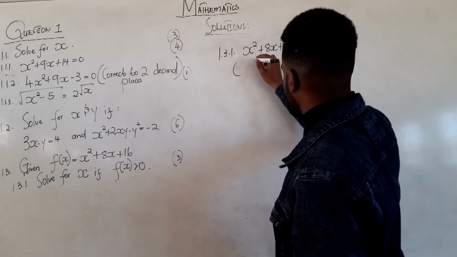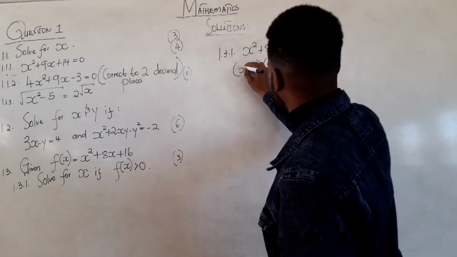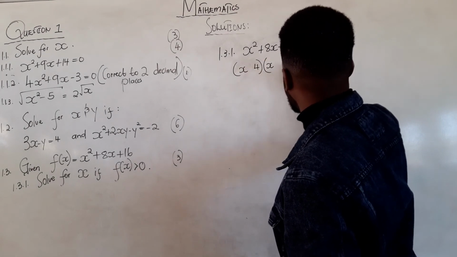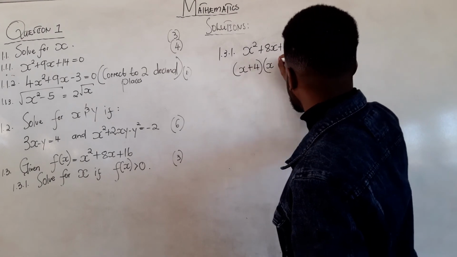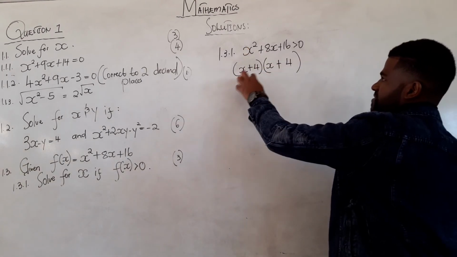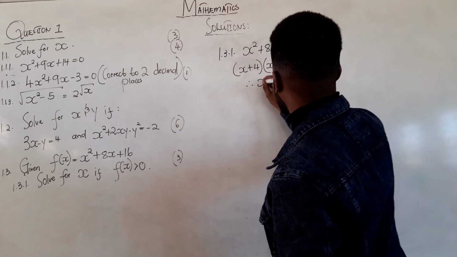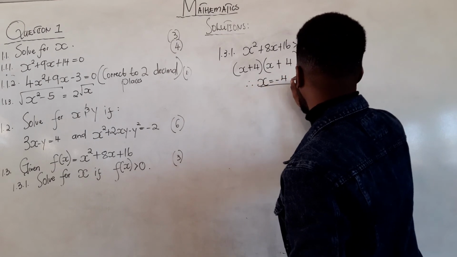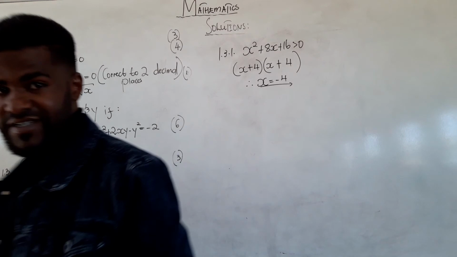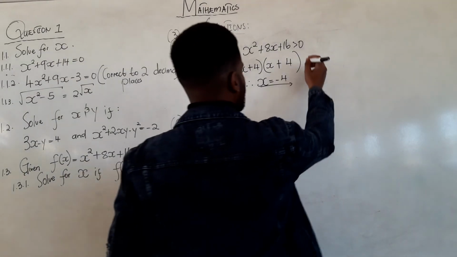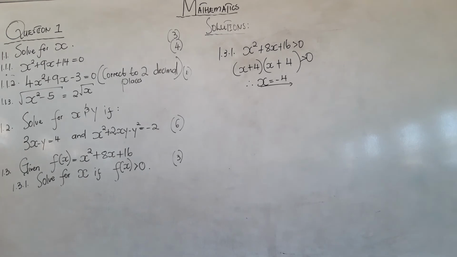Let us factorize. It's going to be (x plus 4)(x plus 4), because x times x is x squared, 4 times 4 is positive 16, and 4 plus 4 is 8. Therefore, x gives us negative 4. x is equal to negative 4. This is greater than 0. Now, after that, either you use the parabola graph, either you draw the parabola or you draw the table, and then you write your domain.